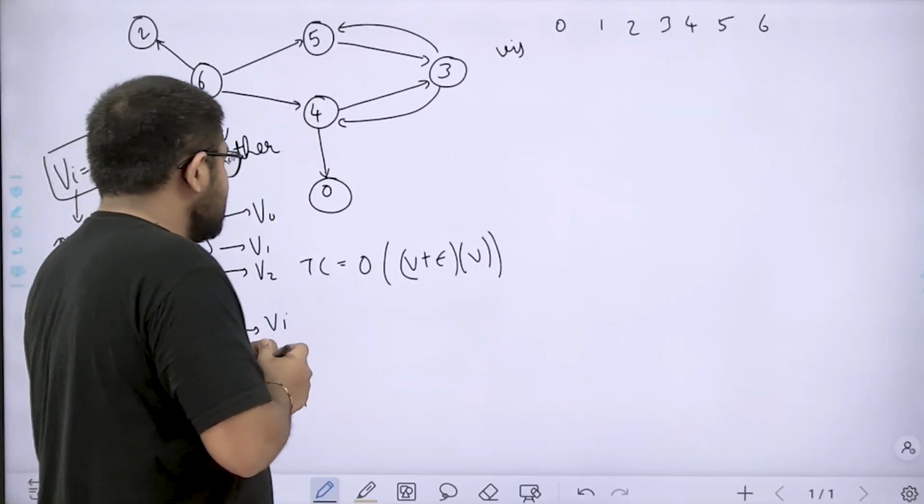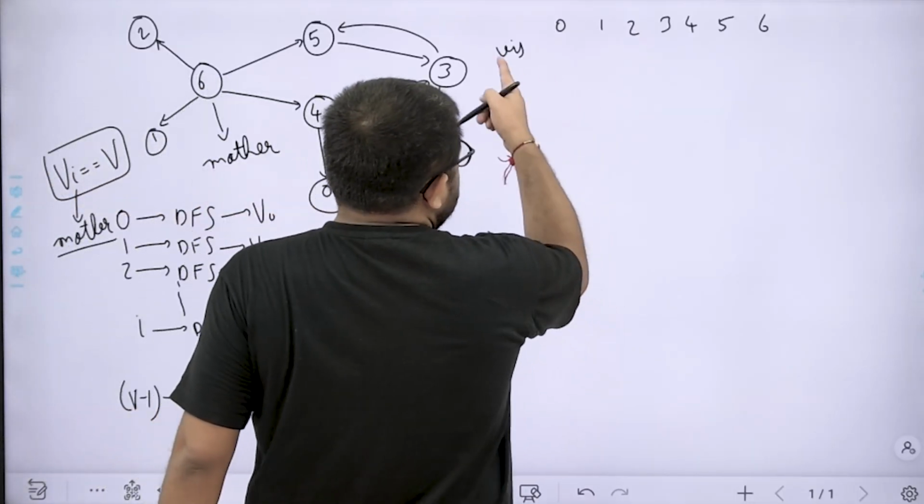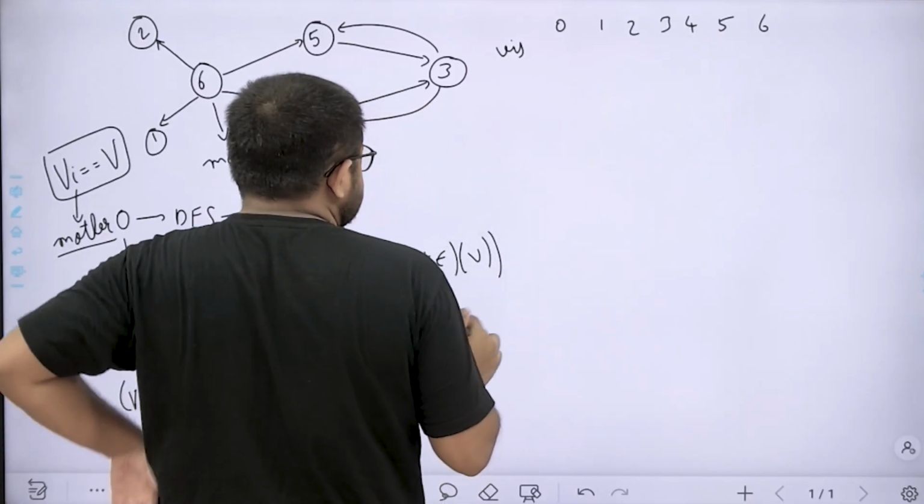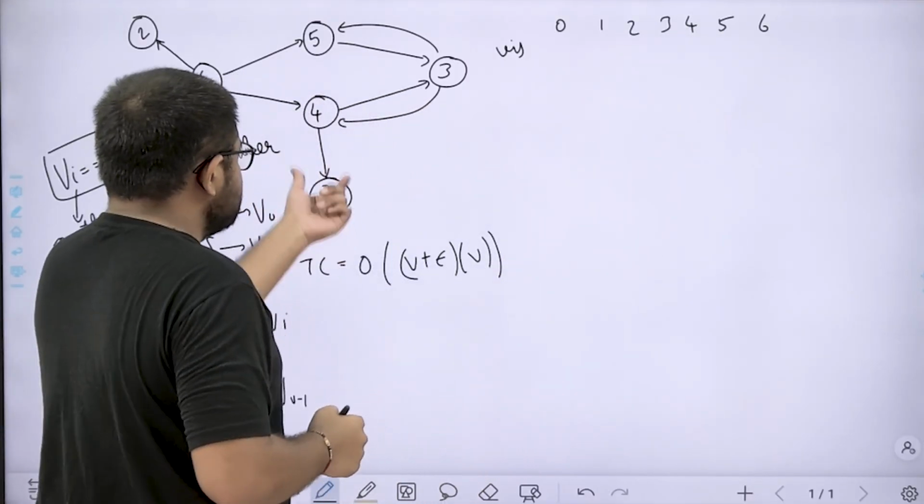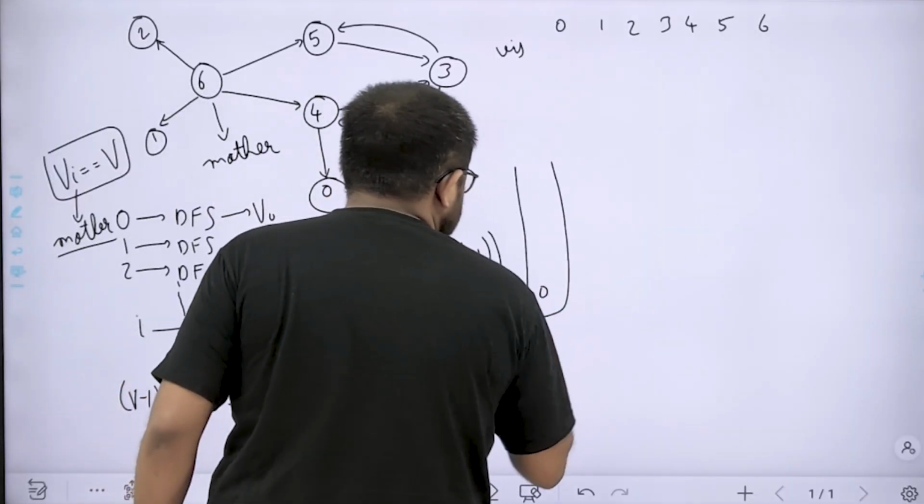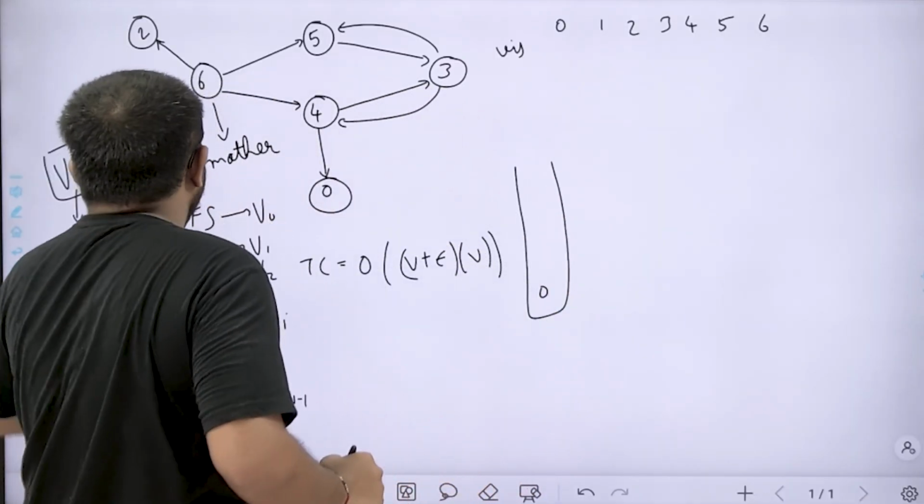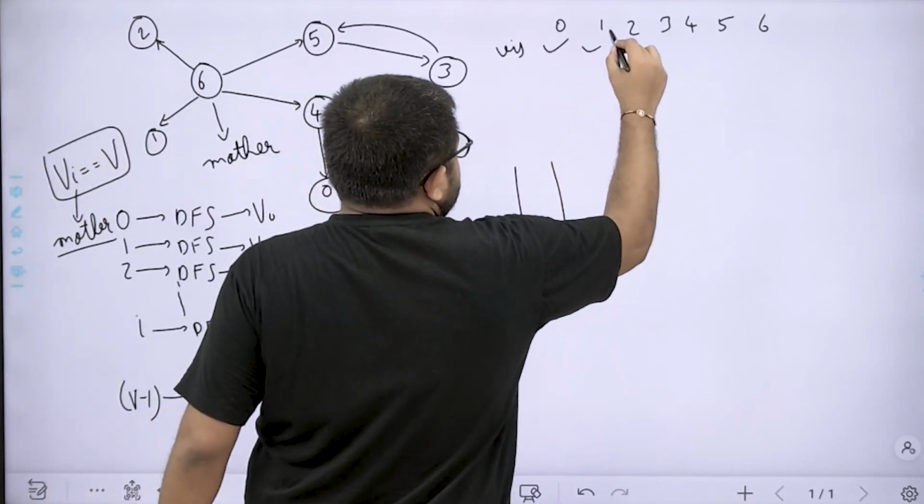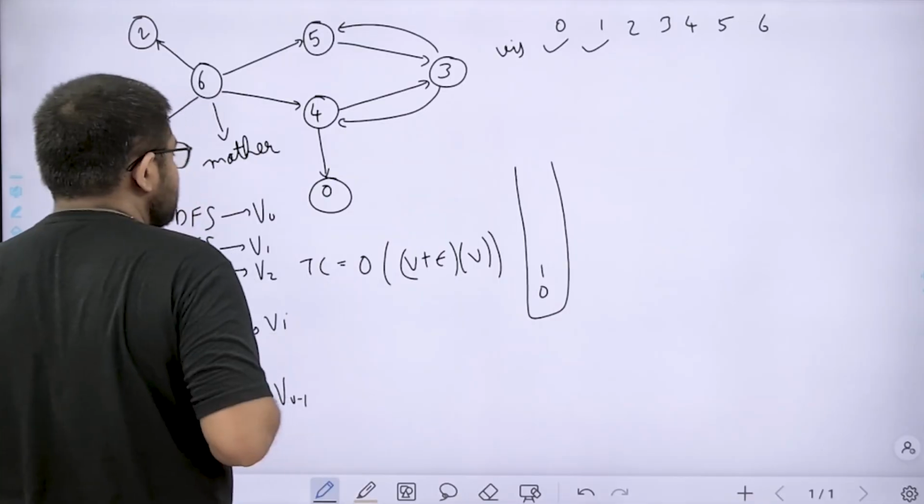So for example, I'll start with 0. First of all, none of them are visited. This is the visited array, I have marked as false. I'll start with 0. From 0 can I go anywhere? No. So I'll push it in the stack. This is the stack I have taken. Then I'll go to 1. From 1 can I go anywhere? No. Also I'll mark 0 as visited, I'll mark 1 as visited, and I'll push 1 in the stack.